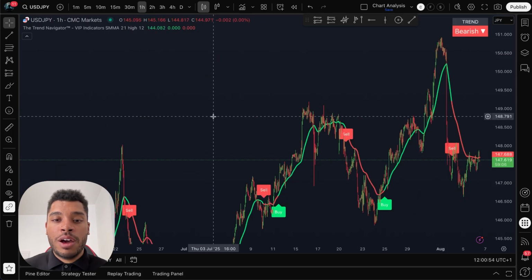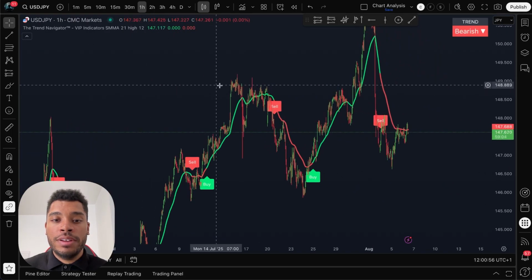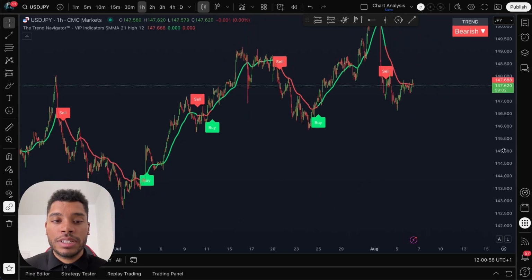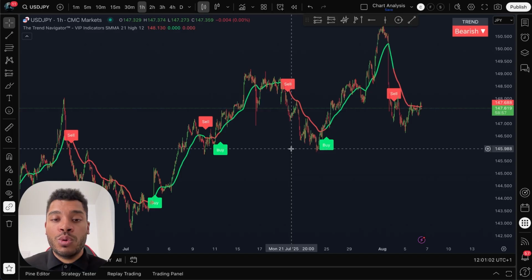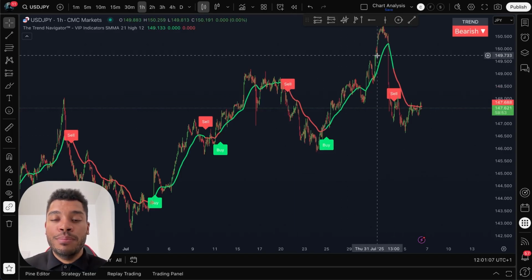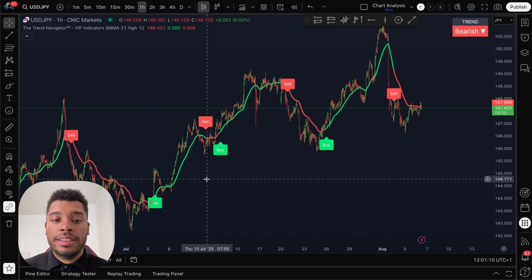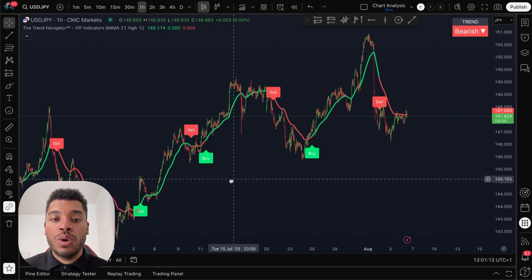Let's switch pair. Now let's look, for example, at USD JPY. Also in this case, as you can see, these are the type of trades that you will be able to capture. Of course, since this is the 1 hour time frame, these are long trades. In fact, some of these trades are multi-day or even multi-week. But as you can see, the type of gains that you can make are really massive.